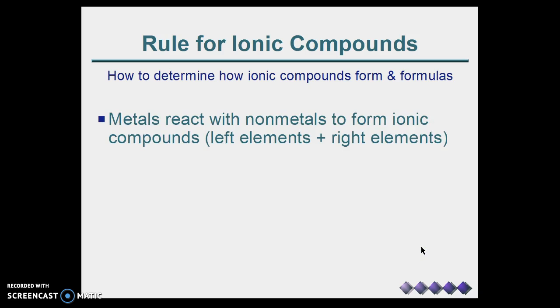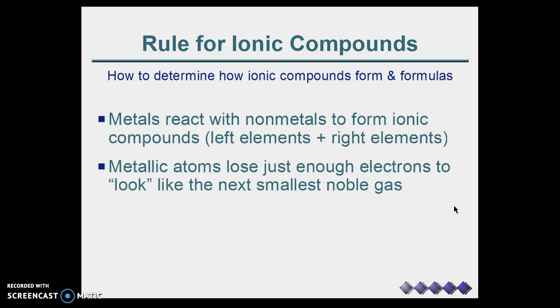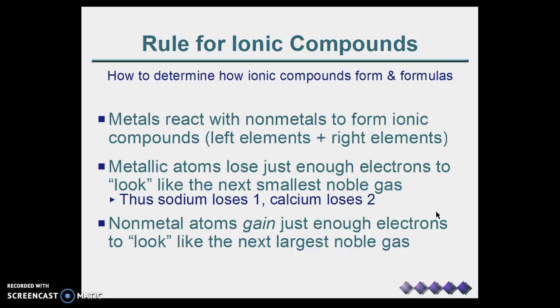Well, metals react with nonmetals to form ionic compounds. Elements on the left react with elements on the right. Metallic atoms will lose just enough electrons to look like the next smallest noble gas. That's a low energy state for them. So sodium would lose 1. It's in the first column. Calcium loses 2. Nonmetal atoms gain just enough electrons to look like the next highest noble gas. So bromine gains 1, sulfur gains 2.